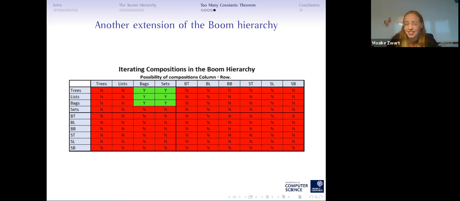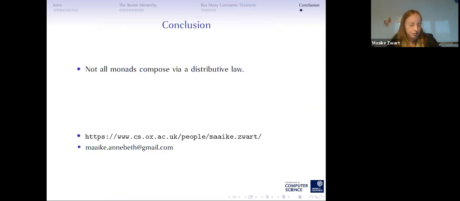Again, confirming that units are just not a very good property to have around if you are doing monad compositions. So in conclusion, I've shown you that not all monads compose by a distributive law. I hope that is clear by now. And I've shown you how I've used the Bohm hierarchy to both display my results, make them more visible rather than just dry theorems, but also provide intuition of how monad compositions behave in general.